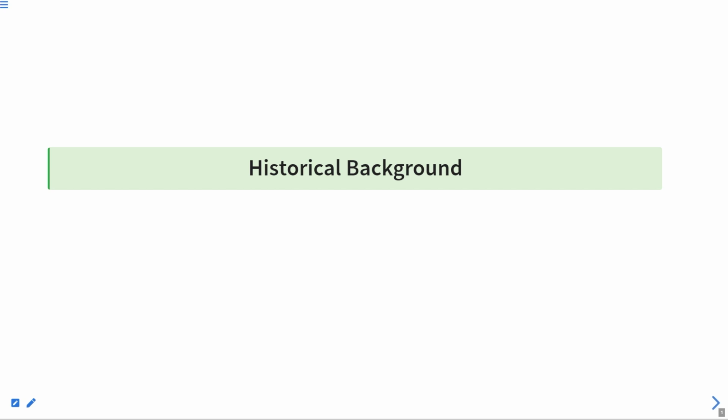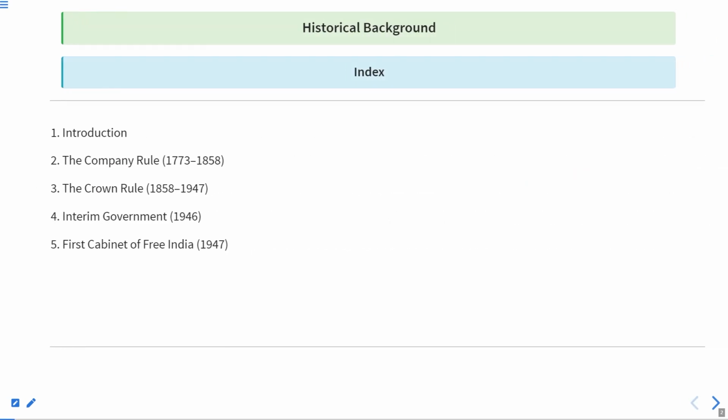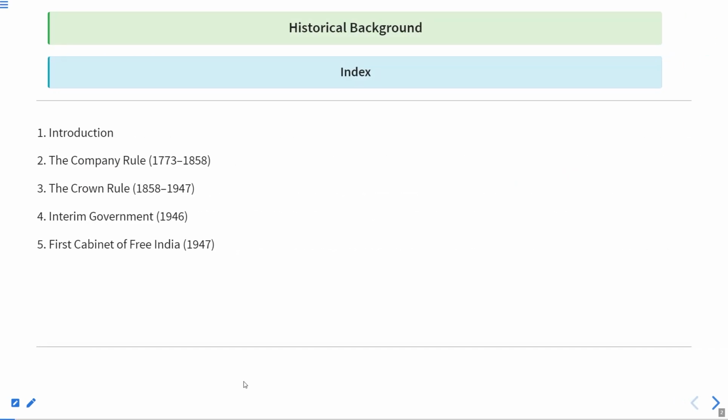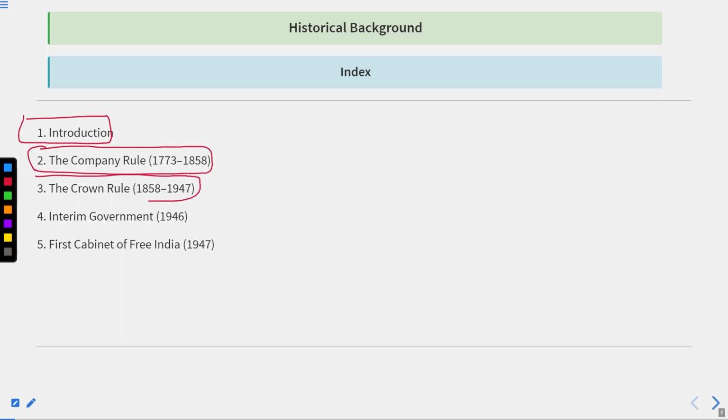So students, as we know, we are covering the historical background of the Indian Constitution, which is an important topic for various competitive exams, all right? These are the topics which we have scheduled for the discussion under this series: the introduction, then the company rule, the crown rule, the interim government and the first cabinet of India. So these are the topics we have scheduled under the heading of historical background, right?